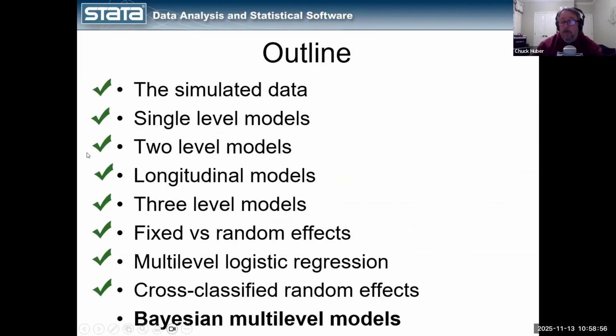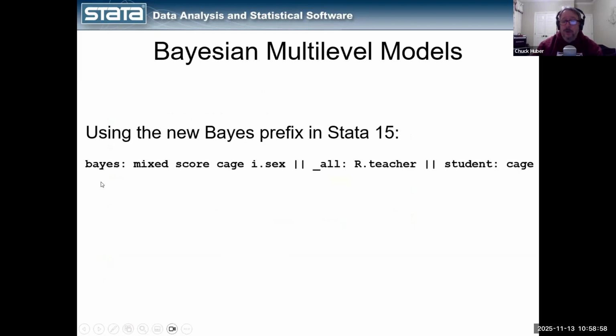Finally, if you wanted to do a Bayesian version of this, let's say you prefer using Bayesian methods, as of Stata 15, you can just type bayes colon.